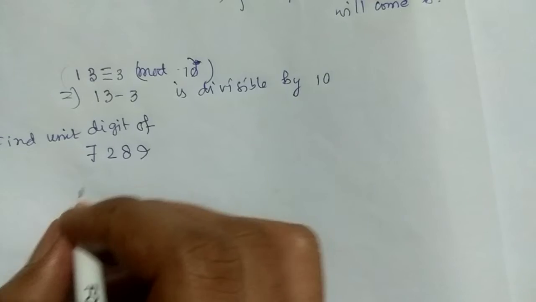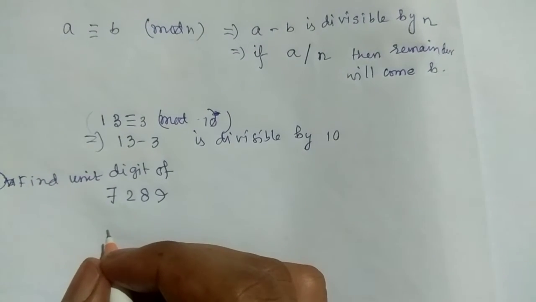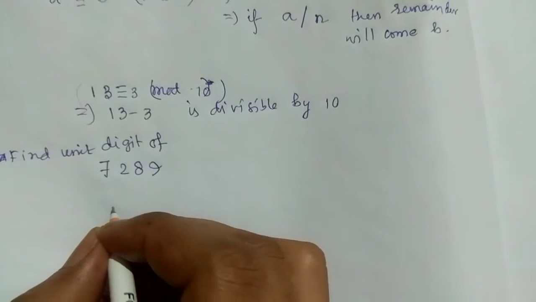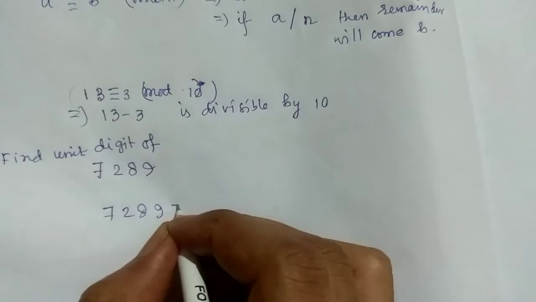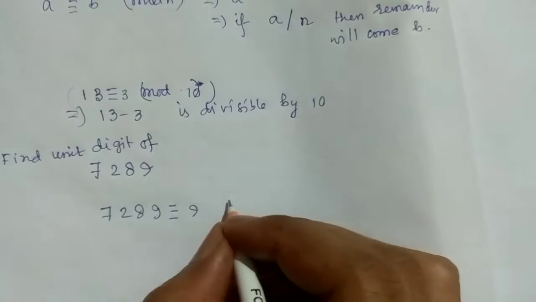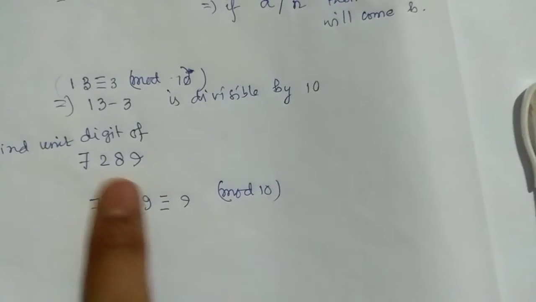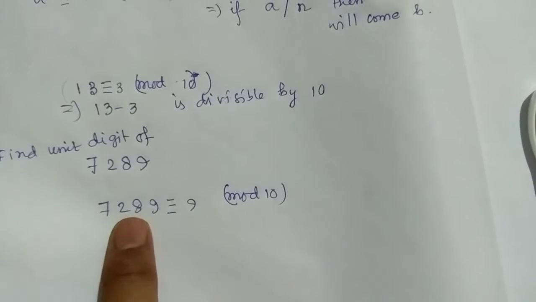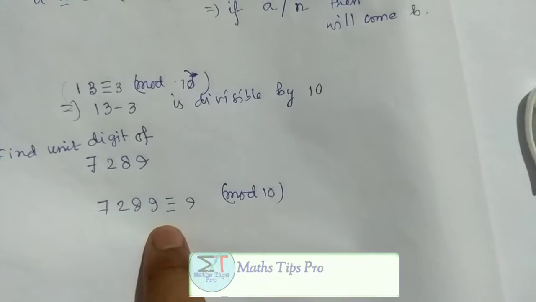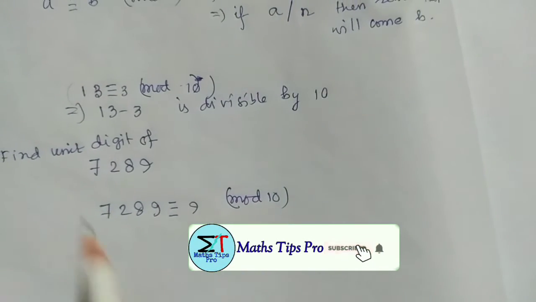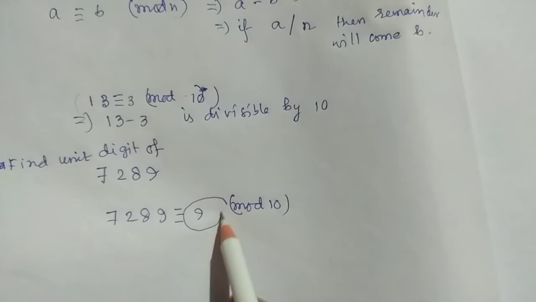But we will do it by this congruence relation. How? 7289 is congruent to 9 mod 10, and you can simply check that 7289 minus 9, that is 7280, is divisible by 10. So the unit digit of this number is 9.